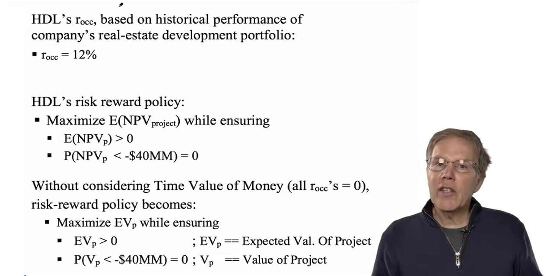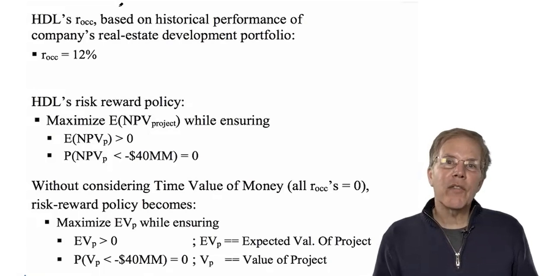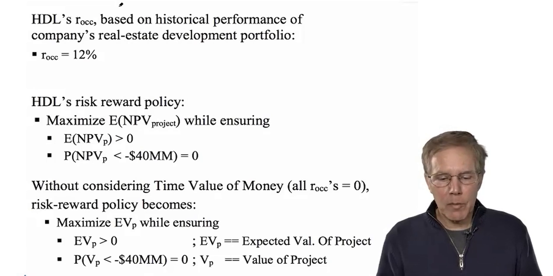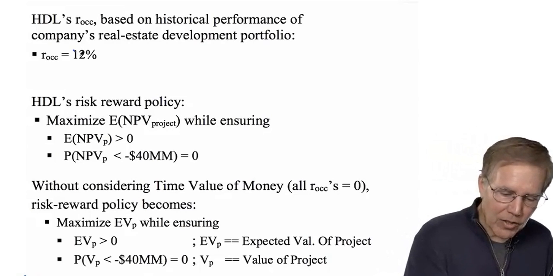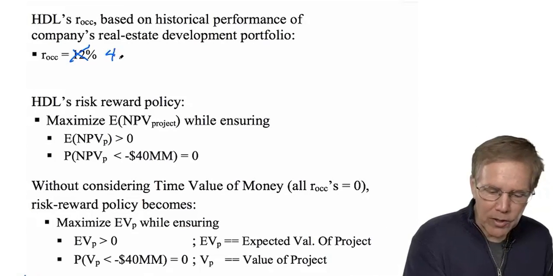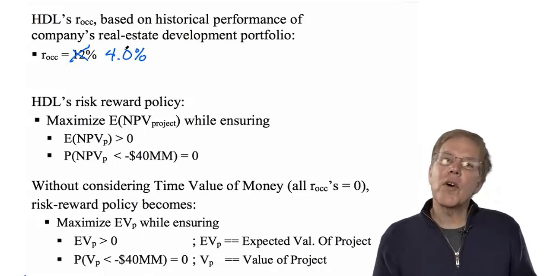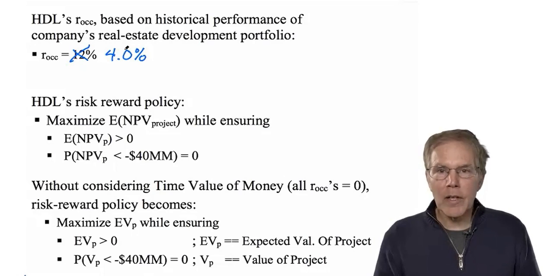Okay, so HDL's opportunity cost of capital, based on their historical performance doing similar developments over many years, is actually, sorry for the typo here, it's actually 4%. Okay, not 12%. So I'll make that correction and we'll move on.